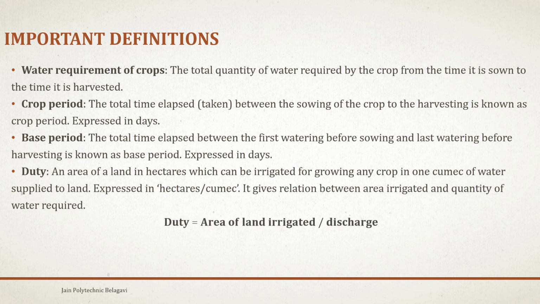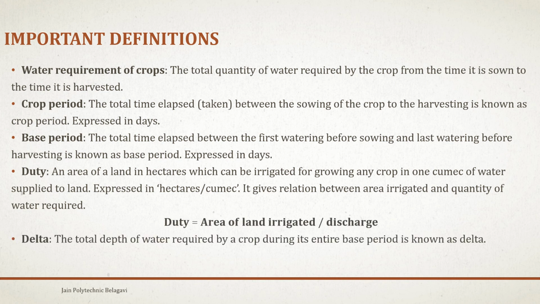So next we have a formula to find this. Duty is equal to area of land irrigated per discharge. Next we will be discussing the delta. The total depth of water required by a crop during the entire base period is known as delta, and it is expressed in meters or centimeters, and the symbol is capital delta. It is the triangular shape.